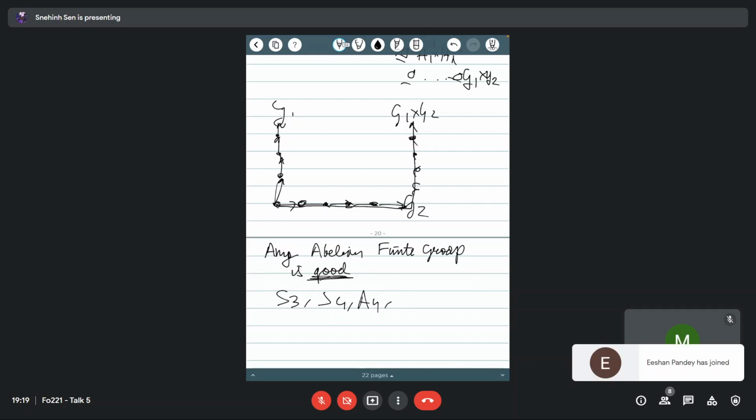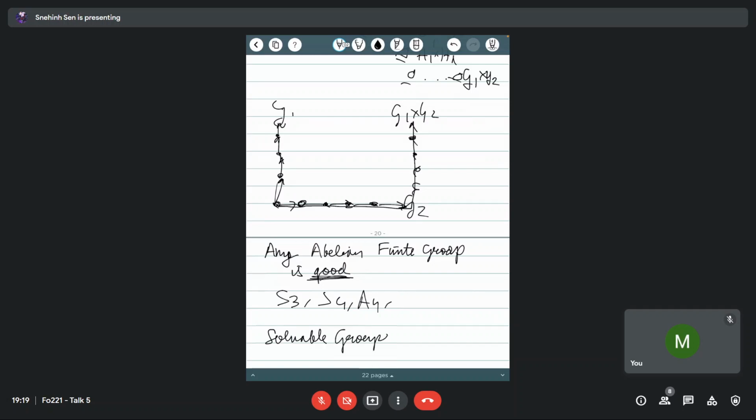Such groups are very closely associated to abelian groups, and these are called solvable groups. So you can kind of solve or find a solution to these groups using this factorization. Instead of product factorization, because product might not make sense, you use a quotient factorization, a chain of quotients.